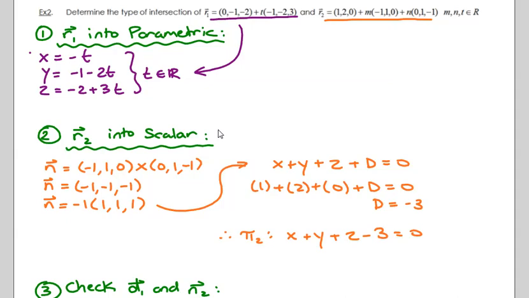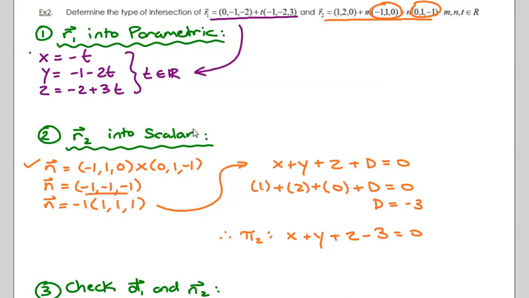Okay, and then I also want to change the plane to a scalar form. So that was always a little bit difficult. We have two direction vectors, but remember, for a scalar form, you need a normal. And so I'm going to cross those two in order to figure out the normal vector.